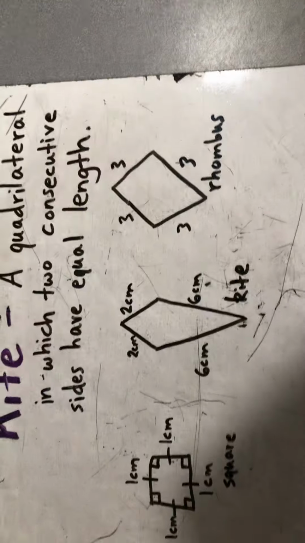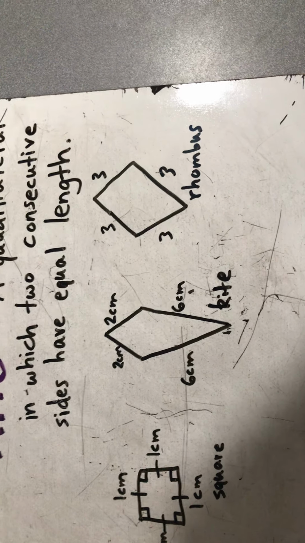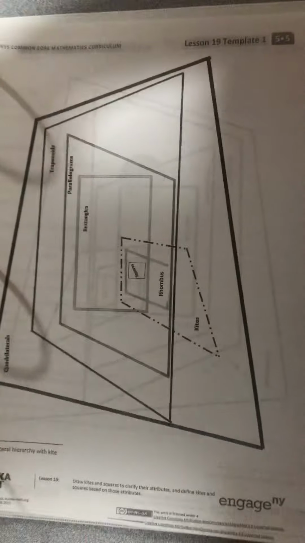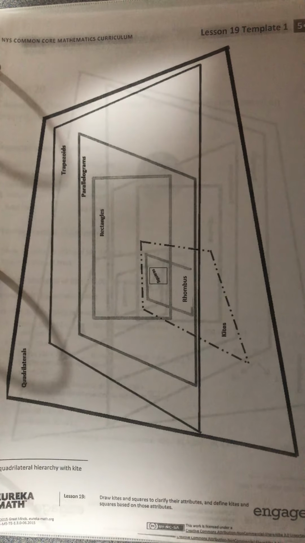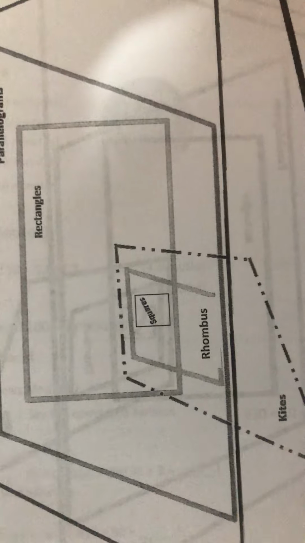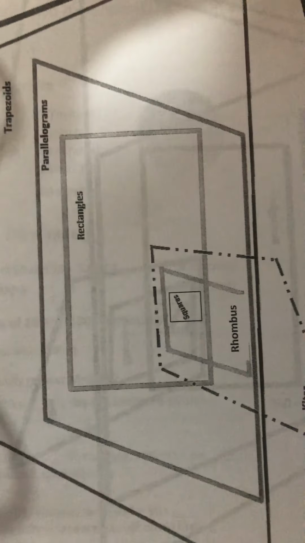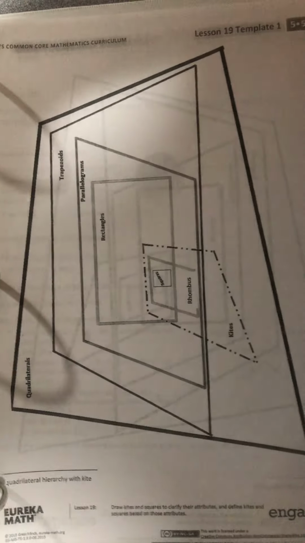So take a look in your green workbook, page 281, lesson 19. Template 1 has what I was just talking to you about, how all these figures fit together. All of them are quadrilaterals. You can see square is inside of a rhombus, but it's also inside of kites, rectangles, parallelograms, trapezoids, and quadrilaterals.